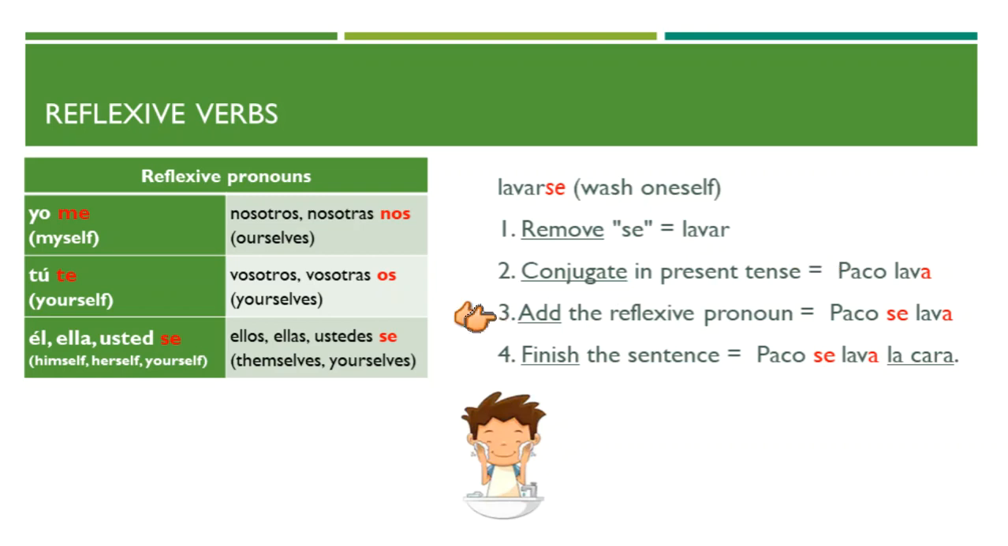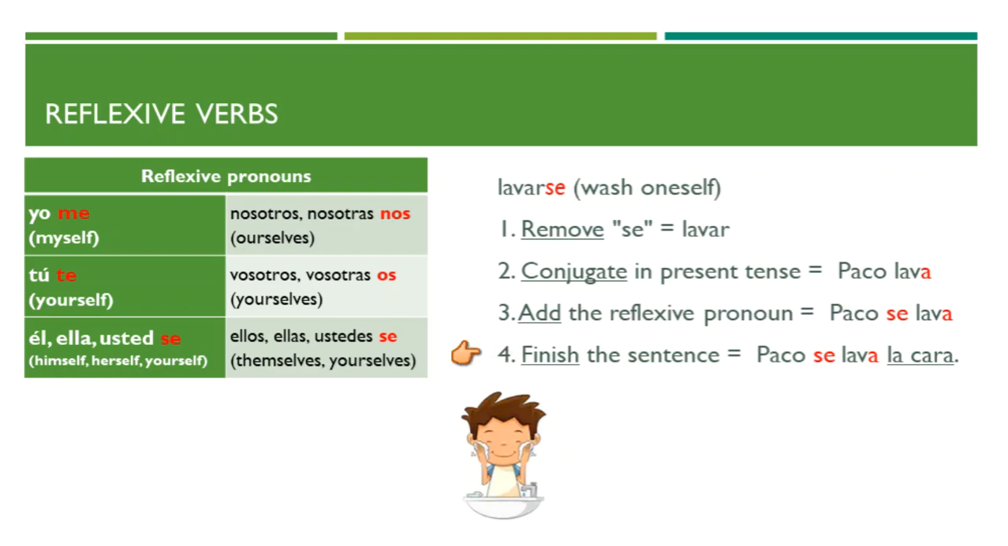Number 3 is to add the reflexive pronoun. For Paco is a he, so we're going to use the himself. He's doing the action to himself, so we're going to use se. If you look over in this sentence, we have se, which is the reflexive pronoun before the verb in present tense. So Paco se lava.